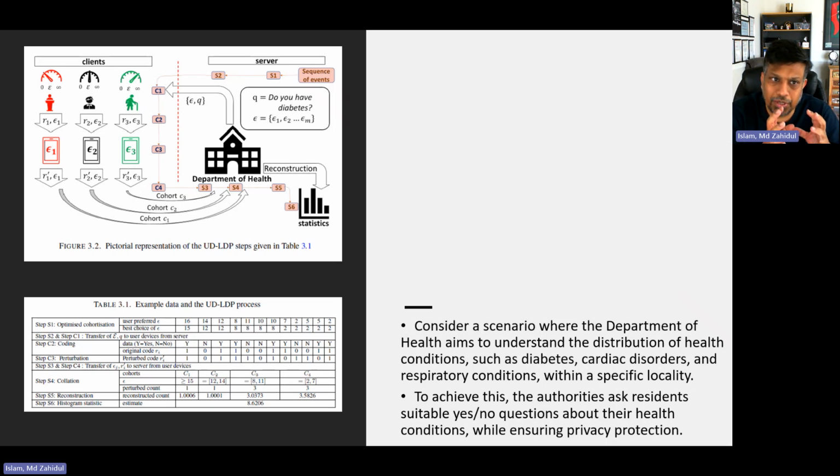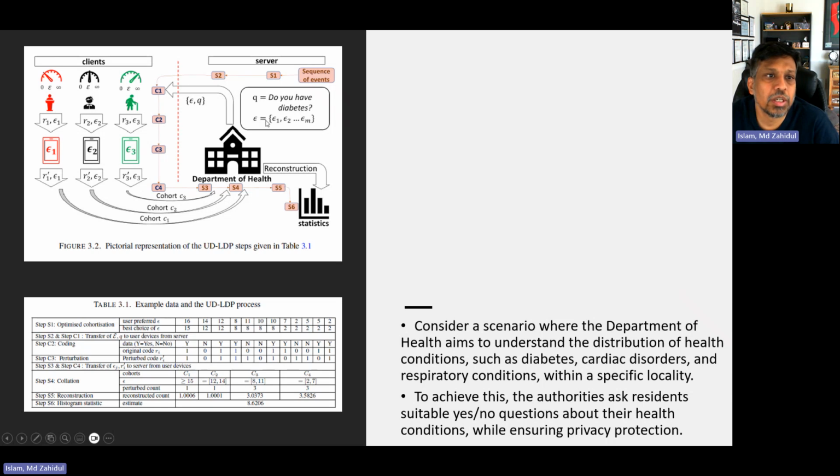Let me first present and introduce our technique, and then we can see how it differs from the existing approaches. Now, this is a scenario. Let's say this is the Department of Health, and these are the participants. Now, they want to collect this information from the participants. They want to know whether participant 1 is, let's say, diabetic or not.